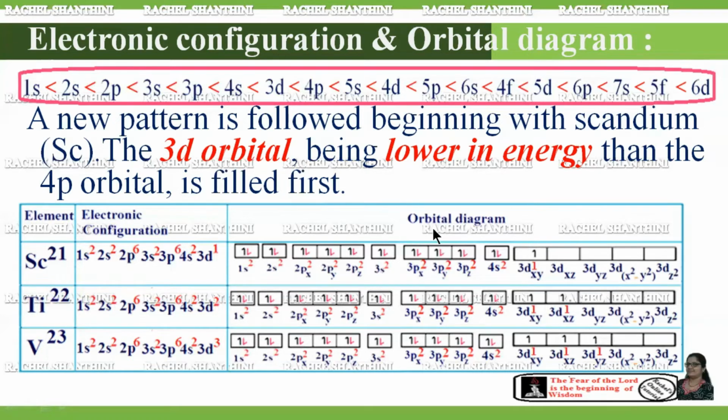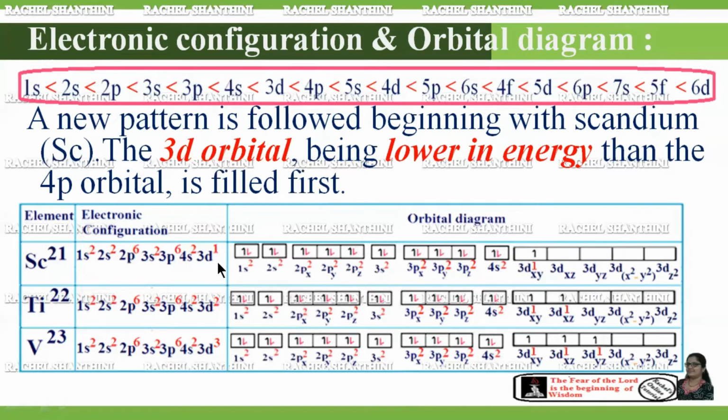Now shall we see the orbital diagram for scandium? As usual, we have to draw boxes for each and every orbital. So for 1s, we draw one box, 2s, another one box, 2p, degenerate orbital, so consecutively 3 boxes because we have 2px, 2py, and 2pz. Then 3s, another box, 3p, consecutive 3 boxes, 4s, 1 box we need to draw.